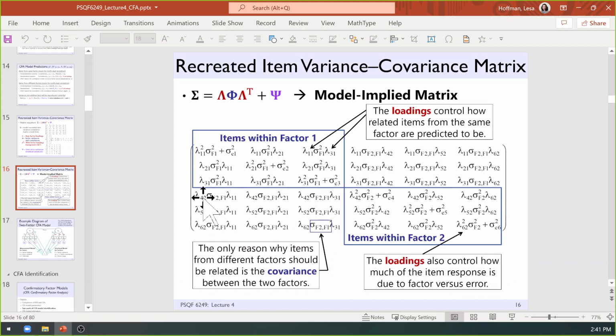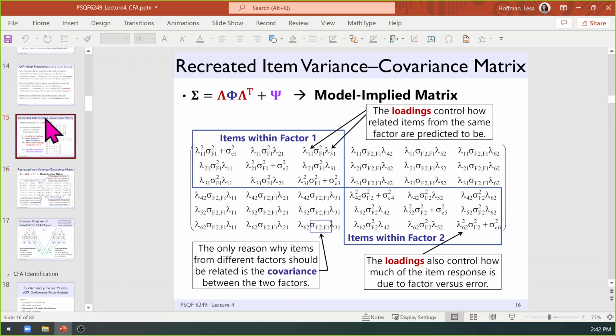Likewise, the loading of item 3 times the variance of the factor they have in common times the loading of item 1. So within that little block, what we are saying is that the relationships between the items are due only to the factor. Only. Another way of saying that is the assumption of local independence, meaning after we control for the factor, those covariances are assumed to be 0. The E's have no covariance. All of the reasons why Y was related is because of the factor, and that's it.